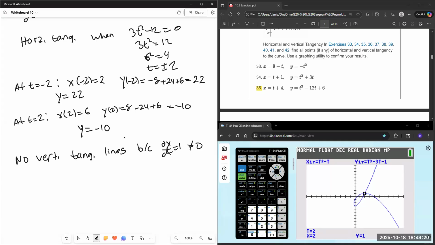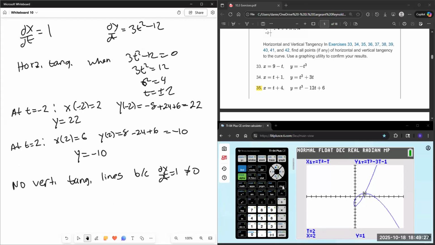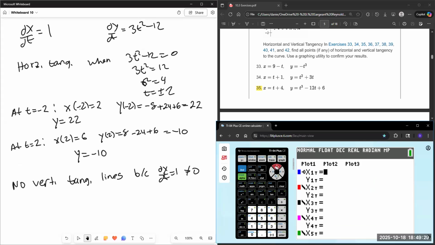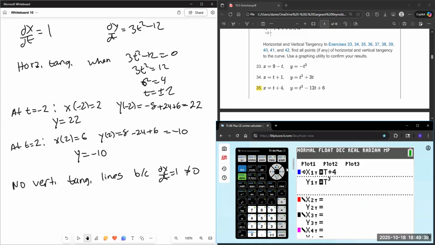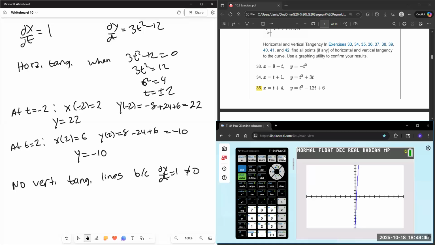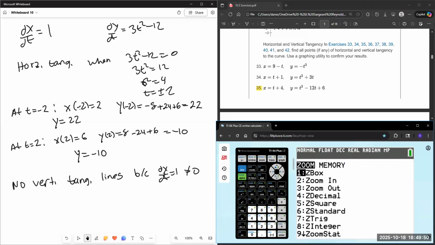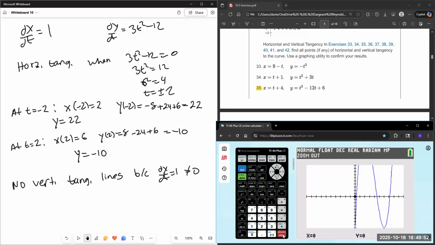So let's go ahead and let's verify this with the graphing calculator now. Clear all this out. t plus 4 for x, t to the third minus 12t plus 6, and zoom out a little bit.